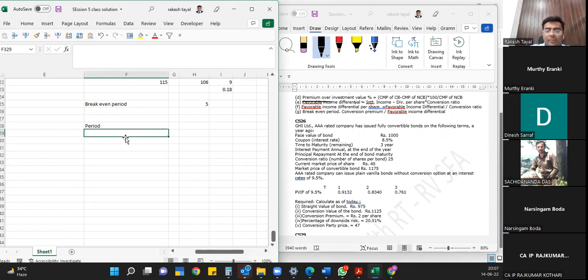Plain vanilla. Period 1, 2, 3. Rate is 9.5%. Then PV of cash flows at 9.5%. Inflow is 85, 8.5% is 85. Then 1085 because redeemable at par.